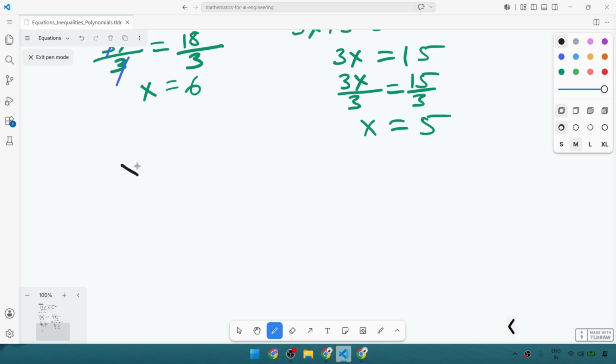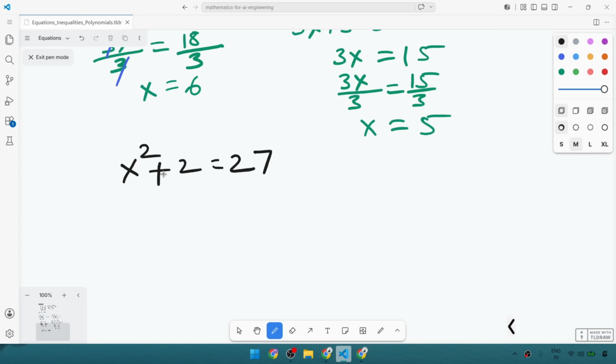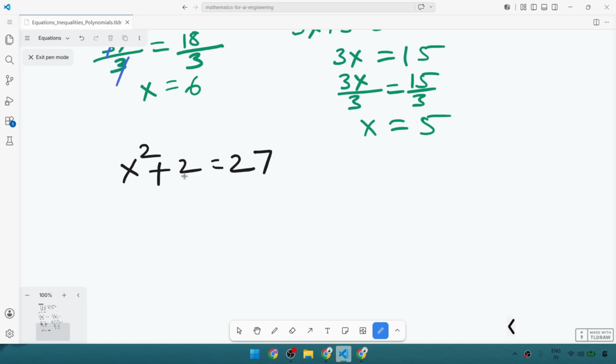So here let's say we have x square plus 2 equals 27. Now how to solve it? We just saw the rule. First we need to solve the addition or subtraction. So here we can first solve this addition. How to solve it? Again you can do the subtraction on both sides. And usually I follow one shortcut. Rather than doing the operation on both sides, we can simply move the value. So here we can move this plus 2 to this particular side.